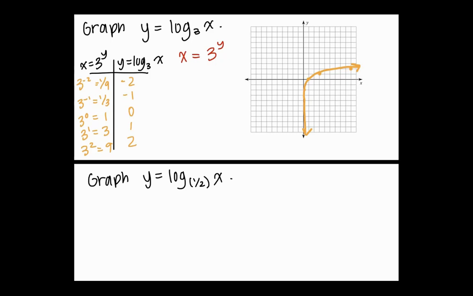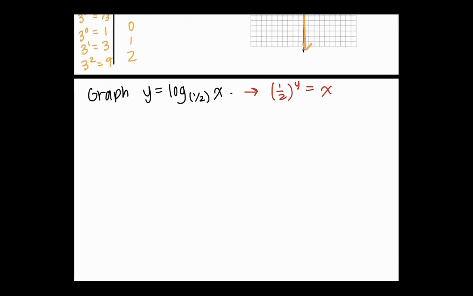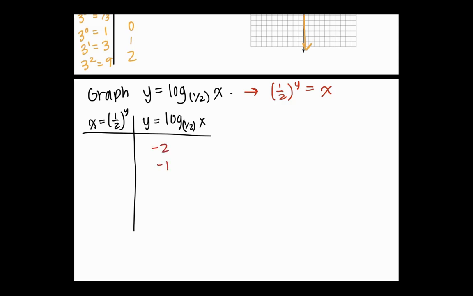So when we graph it, this is the same thing as saying 1/2 to the y is equal to x. We're always going to choose, I like to go -2 to 2 for my y values here. So let's make my chart. My x values are equal to 1/2 to the y, and my y is the log base 1/2 of x. So I'm going to choose my numbers for my y, the same -2, -1, 0, 1, 2.